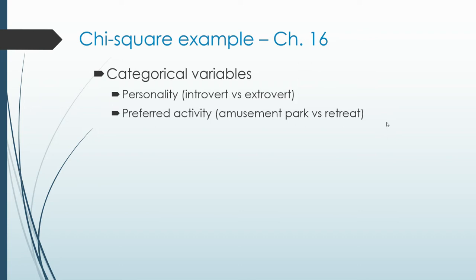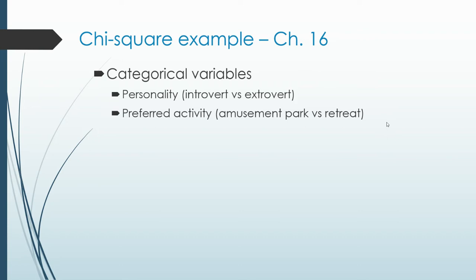Then there's a second variable called preferred activity, and apparently individuals were surveyed to determine what type of activity they would like to engage in with others as part of a particular organization. So they could select between going to an amusement park or they could choose going to a retreat.